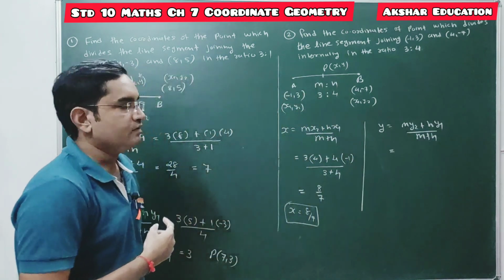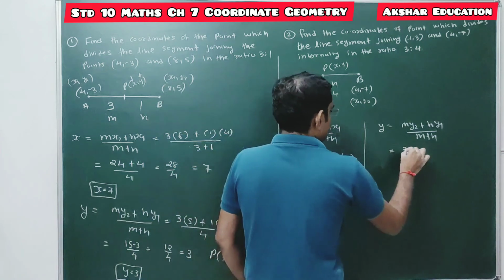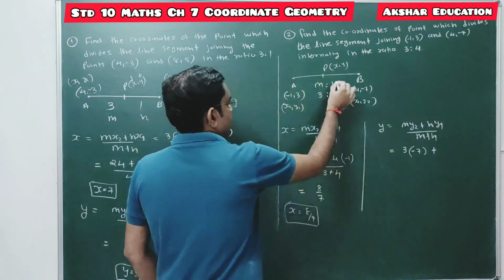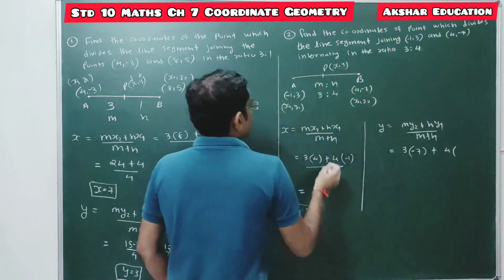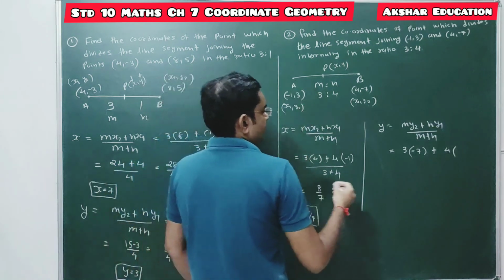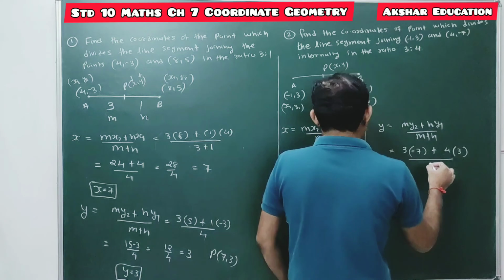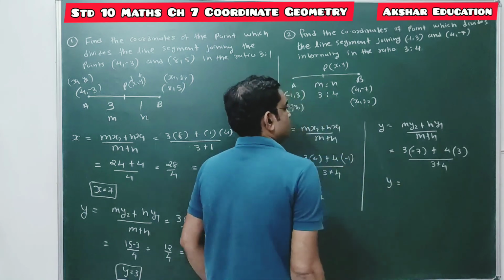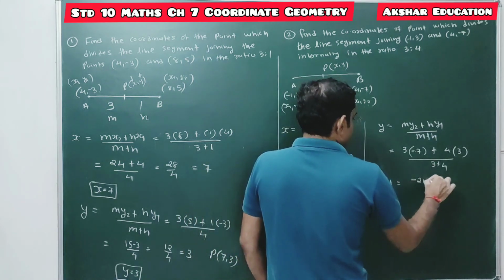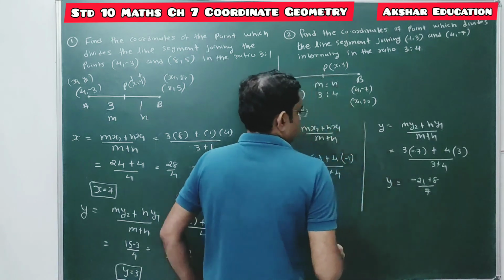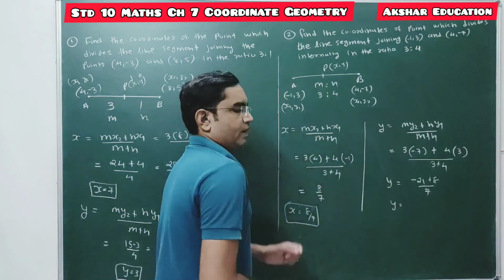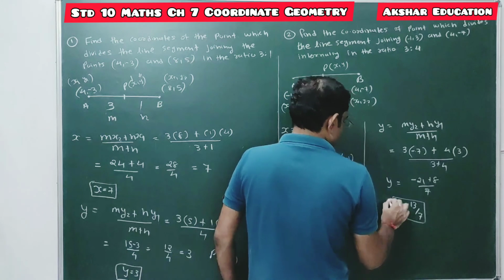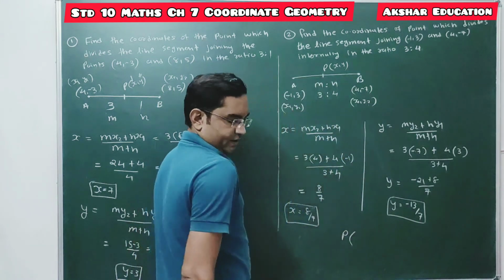Put the values from this figure. m is 3, y2 is minus 7, plus n is 4, y1 is the y coordinate of this A, 3, upon 3 plus 4, 7. So this is equal to minus 21 plus 8 by 7. So y equal to minus 13 by 7. This is the y coordinate.